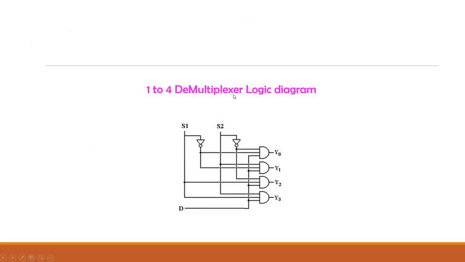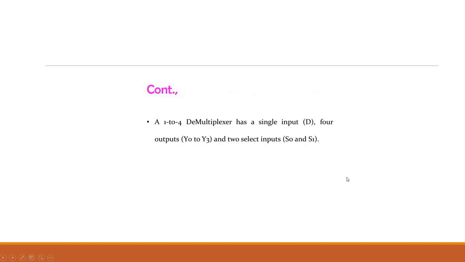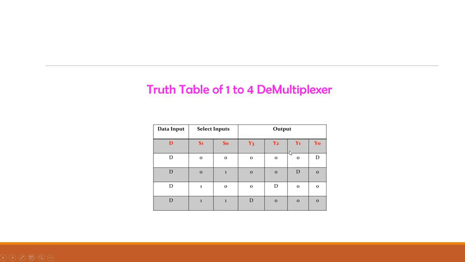So this is a logical diagram of the demultiplexer. The 2 select lines and 1 input line are given, and we receive outputs Y0, Y1, Y2 and Y3. The 1 to 4 demultiplexer has a single input D, 4 outputs Y0 to Y3, and 2 select inputs S1 and S0. The truth table is the same as for multiplexers. A single input line D is given, and the output is selected when S1 and S0 are given.